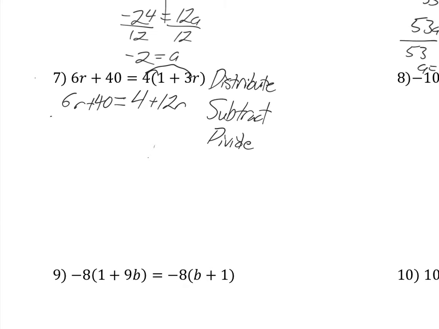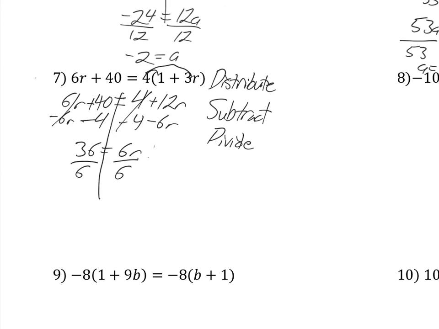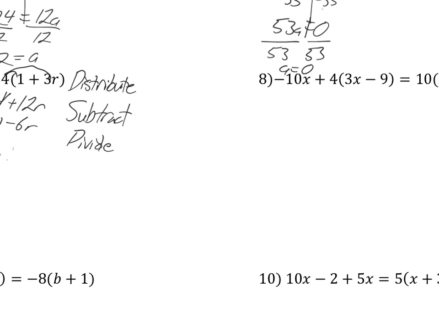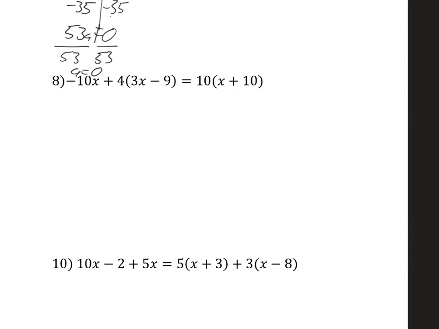Then I subtracted my 6r from both sides, and I subtracted my 4 from both sides. So I went ahead and did that all in one step. So these cancel, these cancel. That is 36 equals 6r. Okay. Then I want to get r by itself, so I'm going to divide both sides by 6. So r equals 6, which is what I said I should have gotten. Cool. Good. Next one. Go ahead and try this one out.